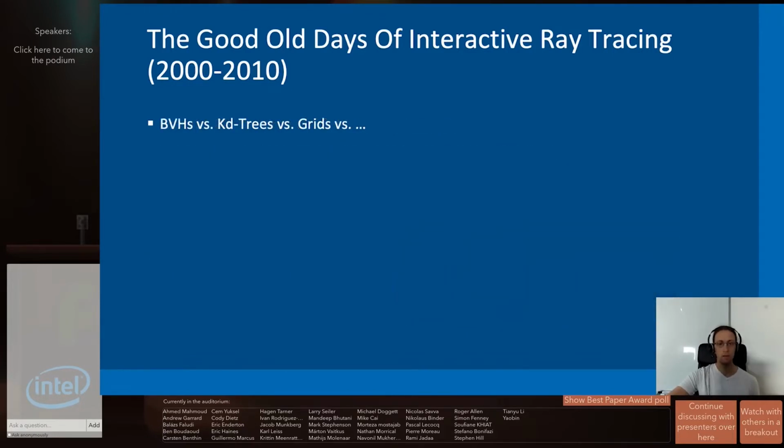Well, doing research on interactive ray tracing in these early years was quite interesting, as for example, we weren't really sure what the right data structures were. So there was a lot of discussion around BVHs versus KD trees versus grids in the context of static or dynamic scenes.